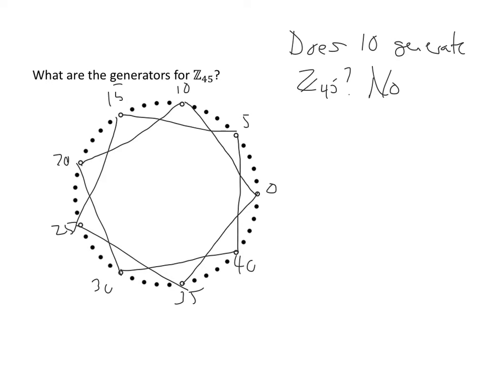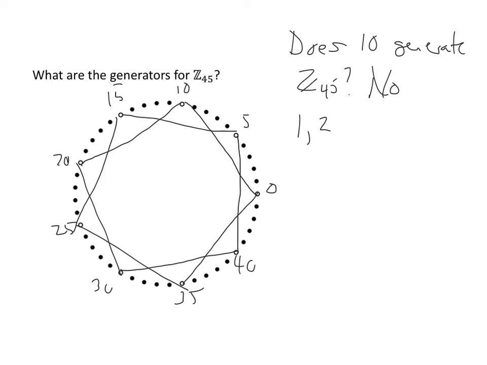Now, one of the things we've talked about is that the generators of Z45 are the numbers that are relatively prime to 45, which are going to take me a while to list out, but let's see if we can do this. 1 and 2. Now, here's a little fact we learned. When certain numbers are generators, their additive inverse is also a generator.